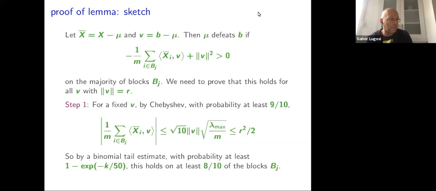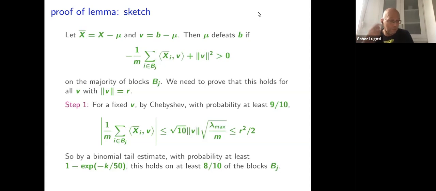Let's see. So we want to prove that mu beats every point on the sphere of radius r. Okay, so first let's see what happens for a single point. Now you see by Chebyshev's inequality, this quantity here is bounded by r squared over 2. Okay, so this is really easy. So that means that this holds, okay, with huge probability, right? This holds for one block.